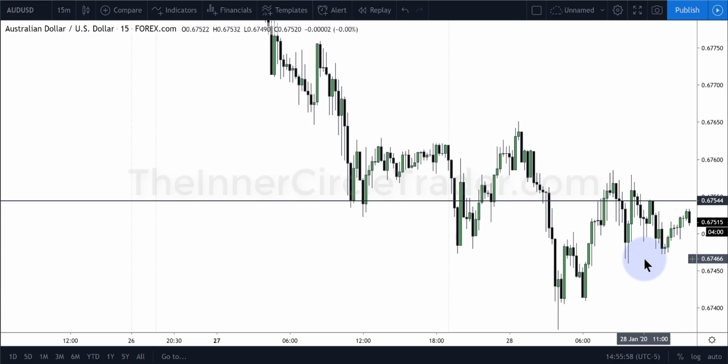I teach in my concepts and in my mentorship and even in a lot of my free lessons the draw on liquidity. If you go on my Twitter feed, there is a free price action model that I shared last year. And it's a PDF file that you can download and look at.